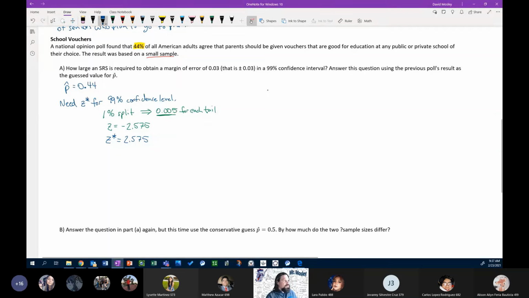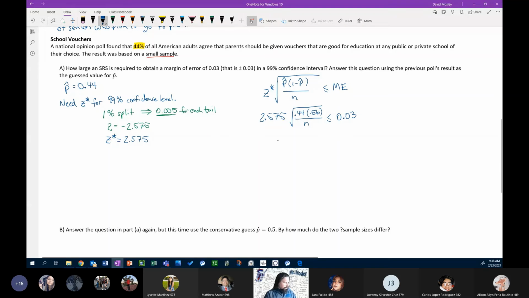So I'm solving the equation here. We have z asterisk times the square root of p hat (1 minus p hat) over n is less than or equal to the margin of error. So we'll replace this with the values that we're using. And we get 2.575 times the square root of 0.44 times 0.56 over n is less than or equal to 0.03. And so we've put in all the values that we have, and we need to solve this for n.